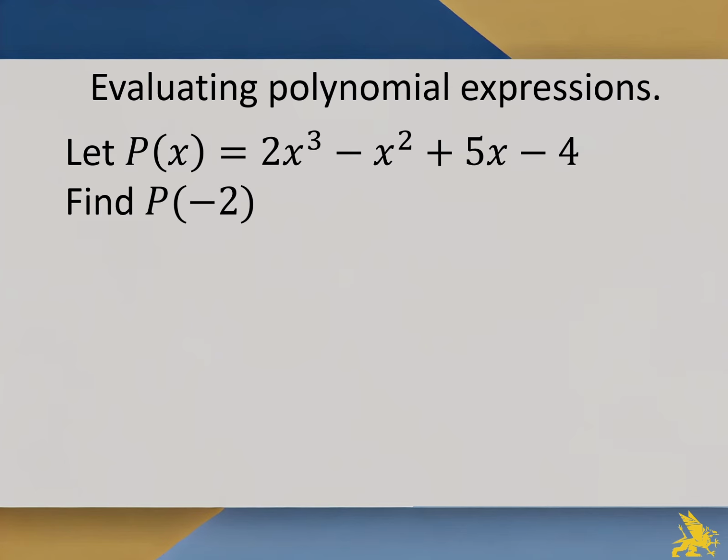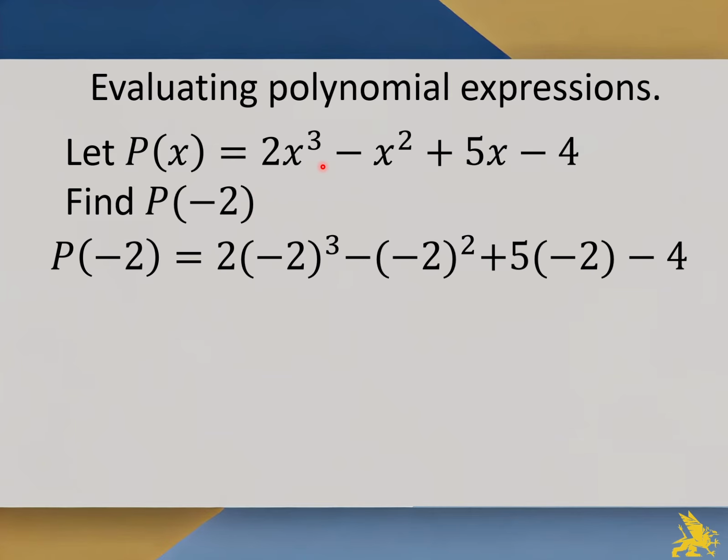So if I say we've got p of x is equal to 2x to the power of 3 minus x squared plus 5x minus 4. So the first thing I would like us to do is find p of negative 2. So this means our x value is negative 2. I'm substituting negative 2 into my equation. So wherever I see an x, I'm putting negative 2. I am then going to simplify and solve.